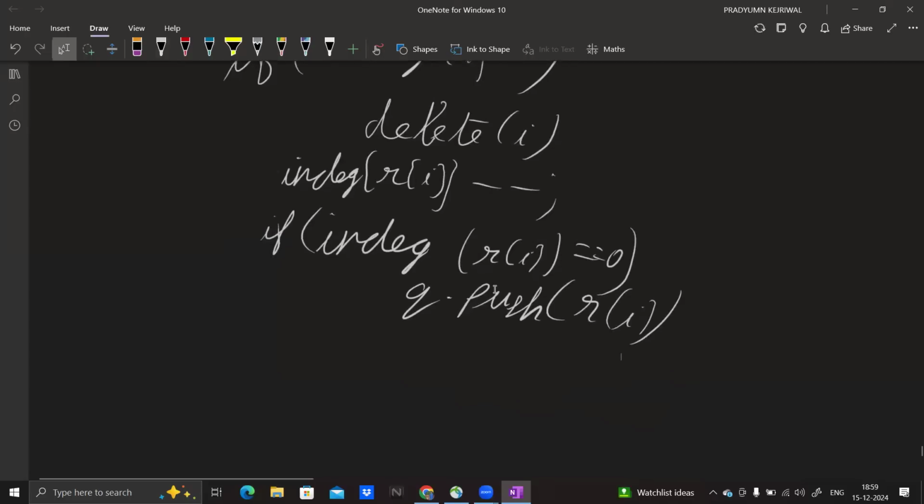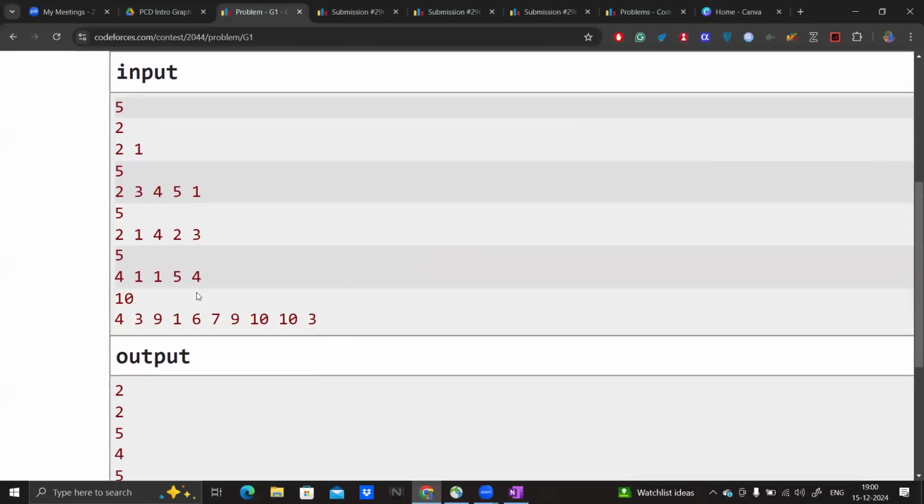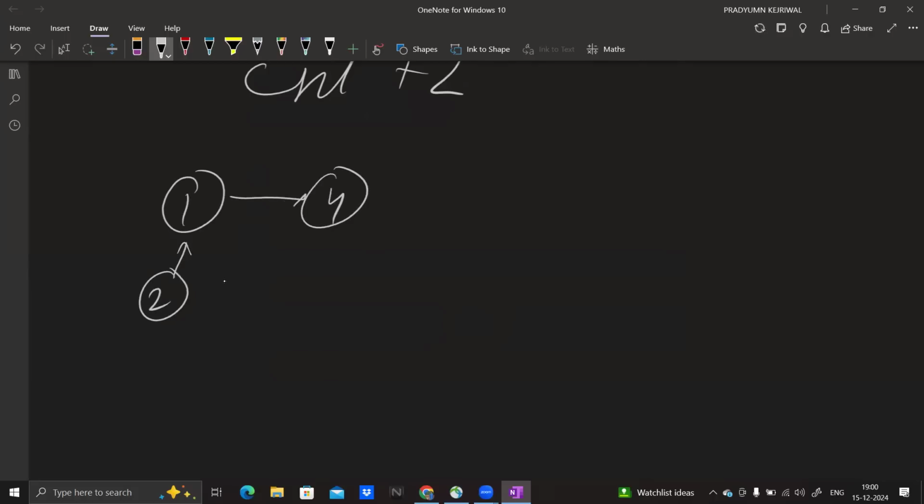And we can just check how many times we have to iterate. We can count that, and we'll just print count plus 2, right? And that's the answer. So I'll just write in this. For example, for this test case, 4 1 1 5 4. Let's say 1 gives to 4, 2 gives to 1, 3 gives to 1, 4 gives to 5, and 5 gives to 4.